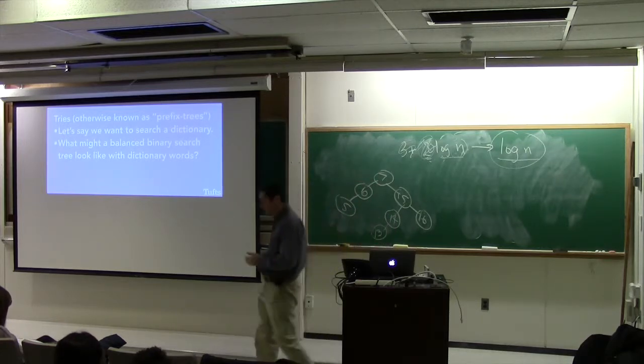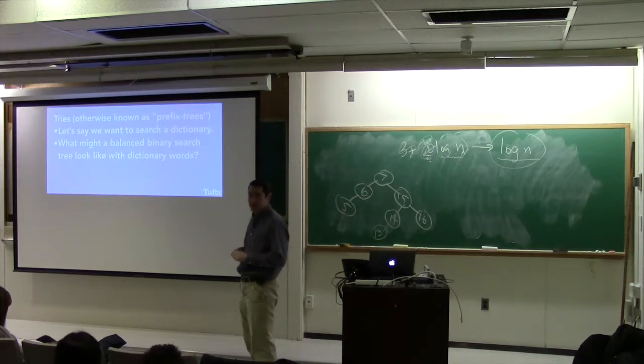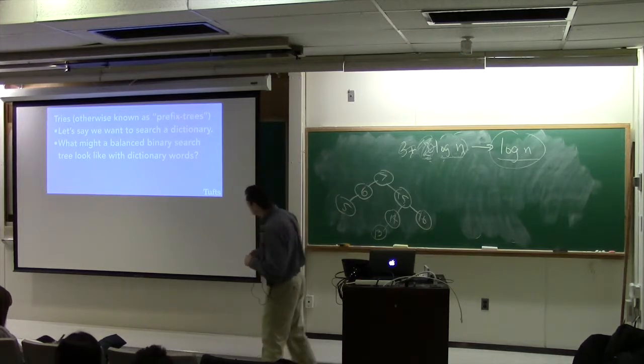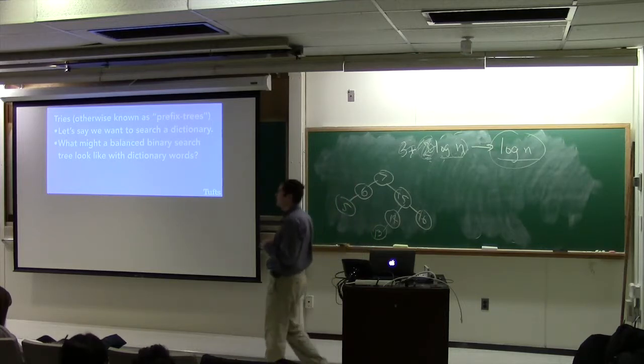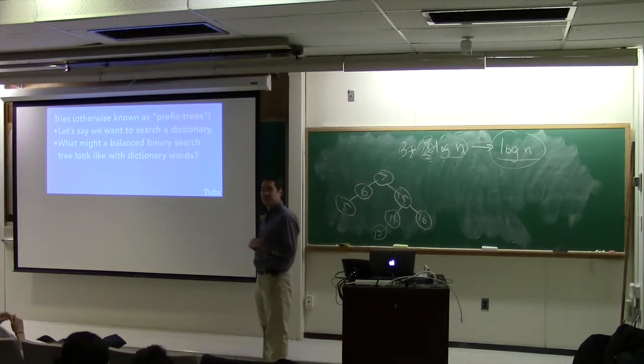Let's talk about these ones, which are, like I said, one of my favorite types of data structures. These things called tries, again, not the best name in the world, but you'll get used to it. Tries are known as prefix trees. We will see why in a minute. But here's the setup.